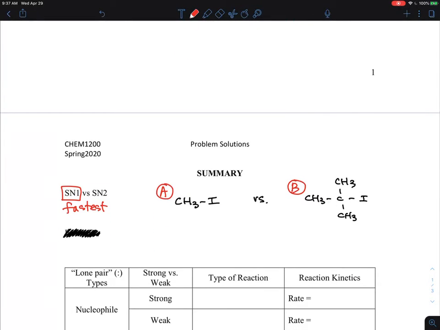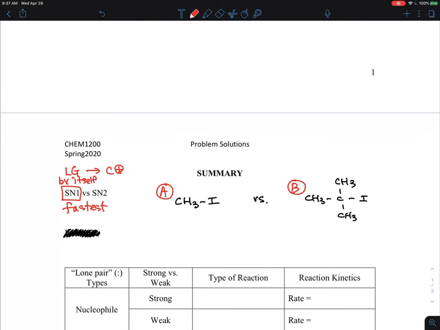This is very important for you guys to know. Which will have a faster reaction? SN1 means essentially the leaving group has to leave, and they make the carbocation, right? By itself.